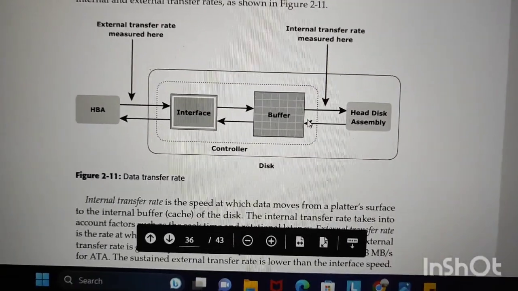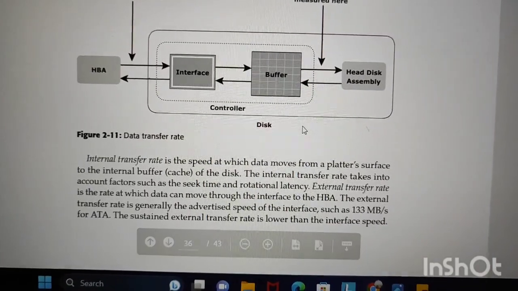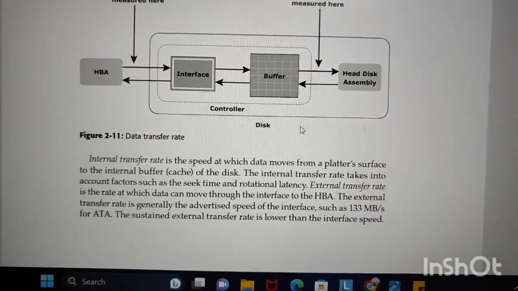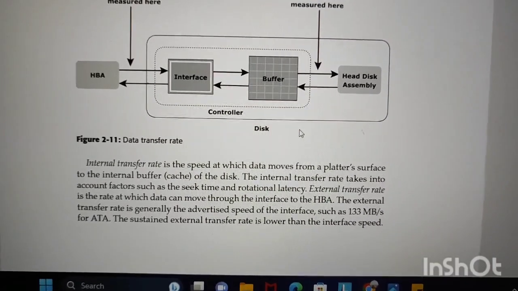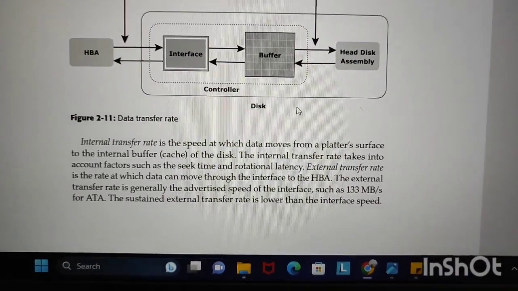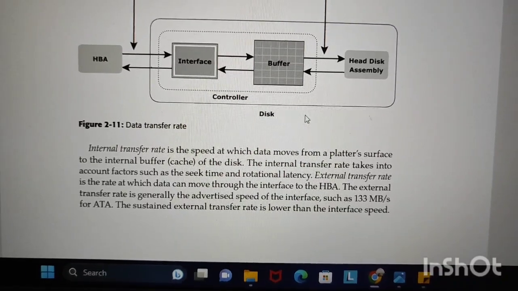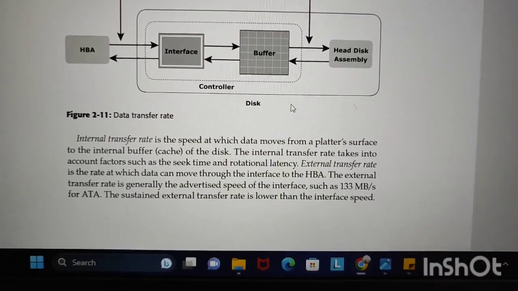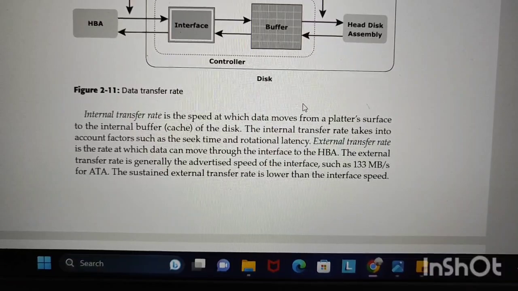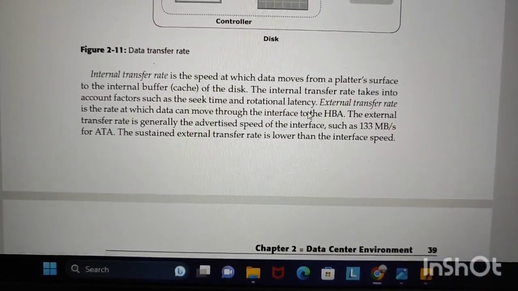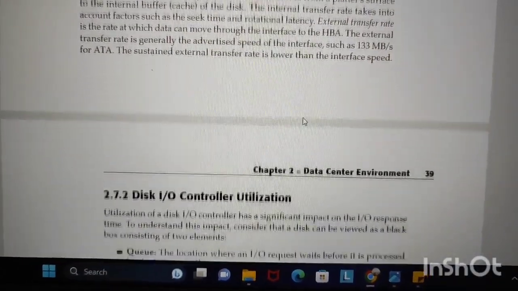Your internal transfer rate is the speed at which the data moves from the platter surface to the internal buffer. So that's your internal transfer rate. And the external transfer rate is when your data moves from the interface to the HBA. The external data rate is generally advertised as the speed of the interface.